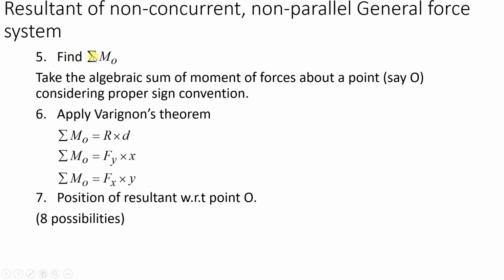step number 5, taking summation of moment about, for example, point O. So take the algebraic sum of moments of forces about a point, say O, considering proper sign convention. Now what is the sign convention over here? Clockwise will be negative and anti-clockwise will be positive.